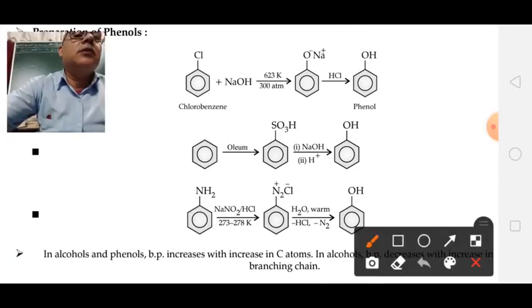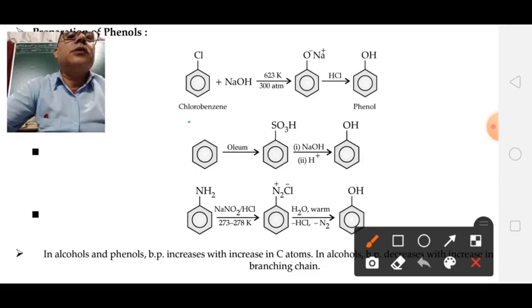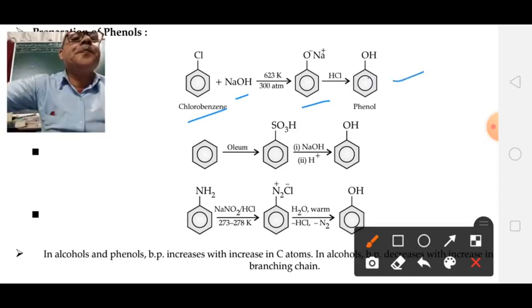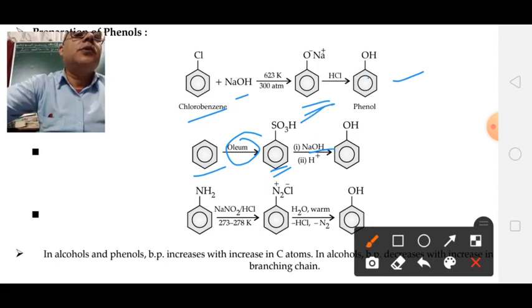There are two methods. One from chlorobenzene, which reacts with NaOH, a simple replacement reaction. Here is the sodium phenoxide, which on hydrolysis with HCl gives the phenol. From benzene, with the help of oleum, you get benzene sulfonic acid, which on hydrolysis will give the same product, sodium phenoxide. With the acid it gives the phenol.